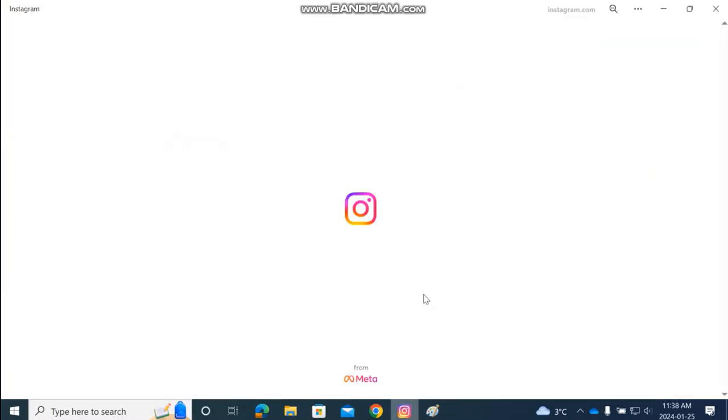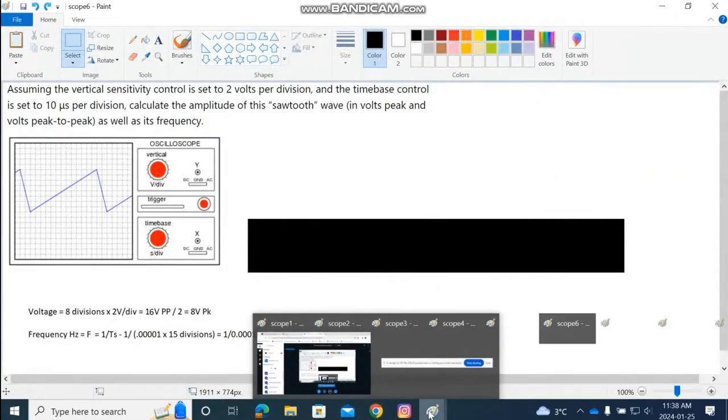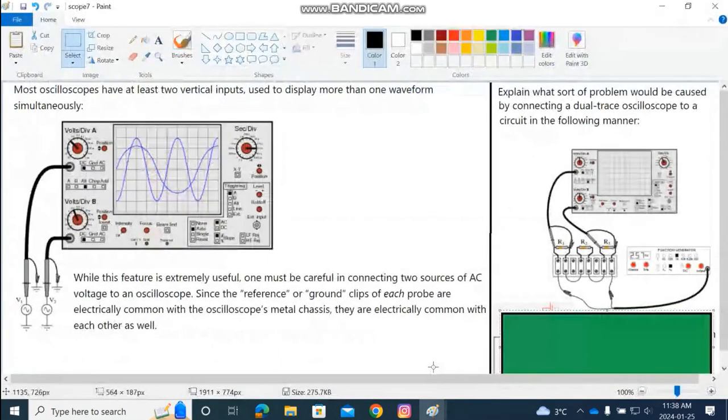Scope number 7. Okay, most oscilloscopes have at least 2 vertical inputs. All of ours do. And what they're used for is you'll have a channel 1 yellow and a channel 2 blue. You're going to use those in this lab to have two waves on your scope at one time.